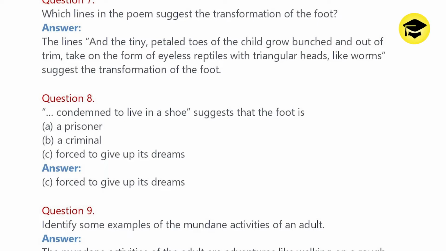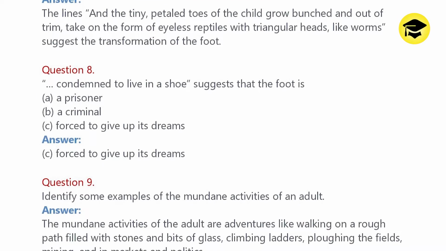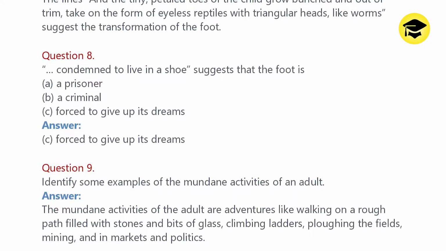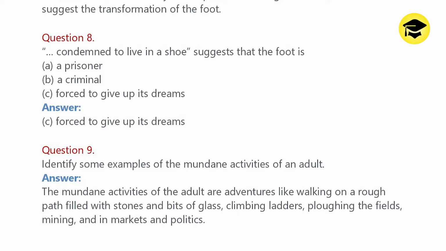Question 8. "Condemned to live in a shoe" suggests that the foot is: A. A prisoner. B. A criminal. C. Forced to give up its dreams. Answer. C. Forced to give up its dreams.